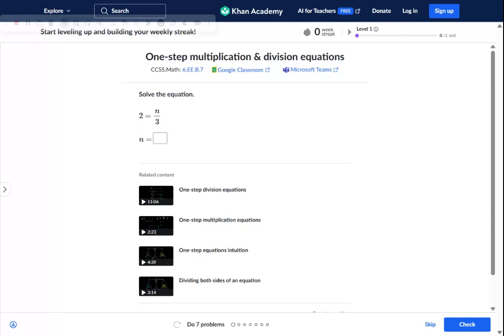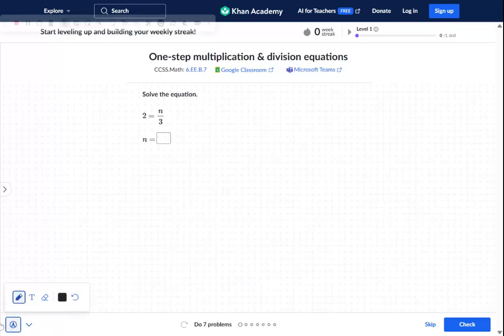Hi guys, we're looking at your 1.1 one-step equation homework from Khan Academy. So we've got one step using multiplication and division. We're gonna go ahead and use this draw feature that's in Khan Academy.